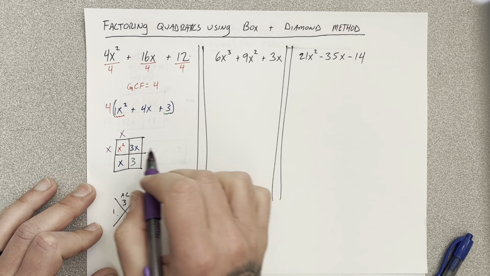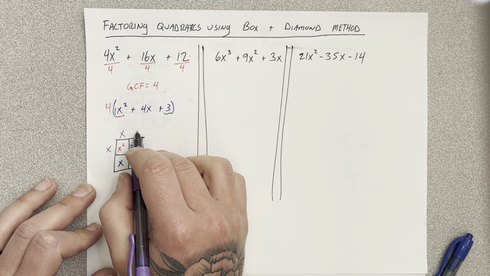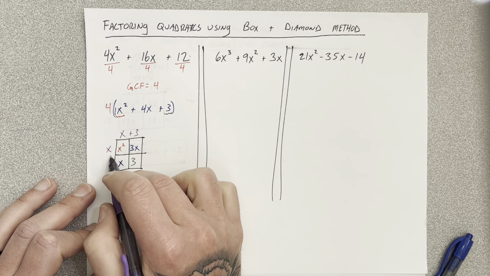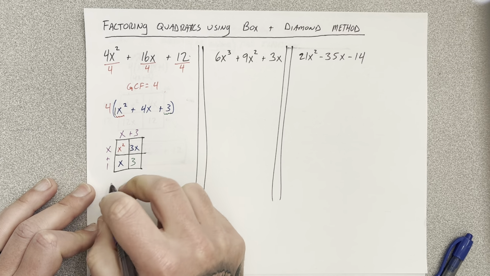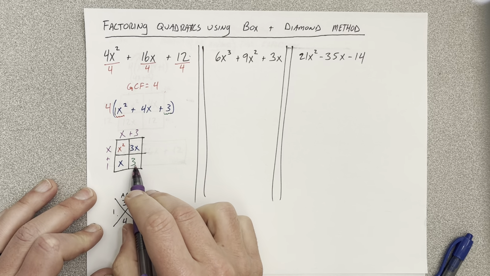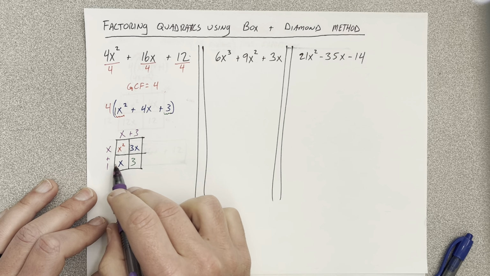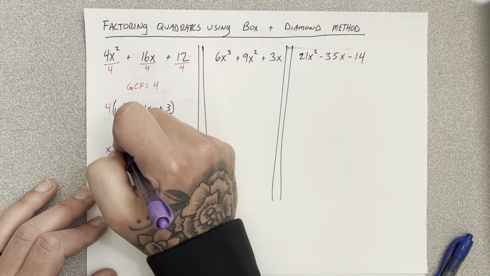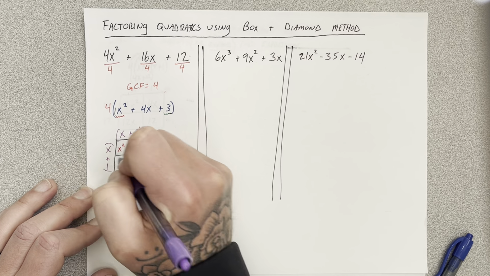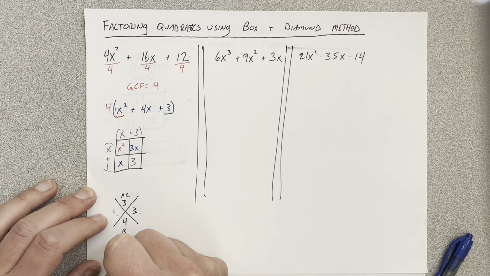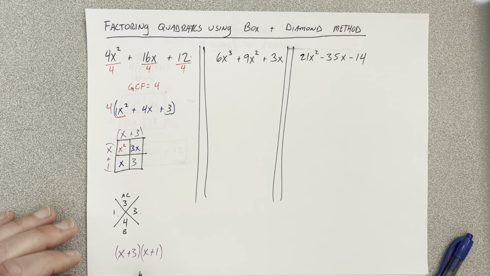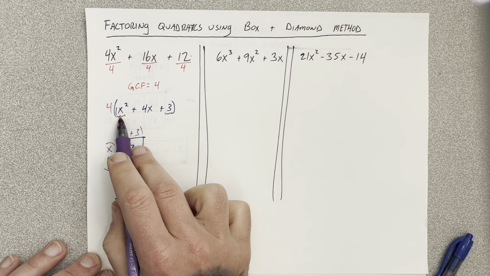Now we just follow the path laid out before us. X times what gives us 3x? Well, in this case, it's positive 3. And then x times positive 1 gives us x. Then we can always check by making sure it multiplies to the c value. 1 times 3 gives us 3. So our factors of this quadratic are x plus 3 and x plus 1. So to finish this off, we have x plus 3 times x plus 1. This right here is how we'd factor the blue quadratic.